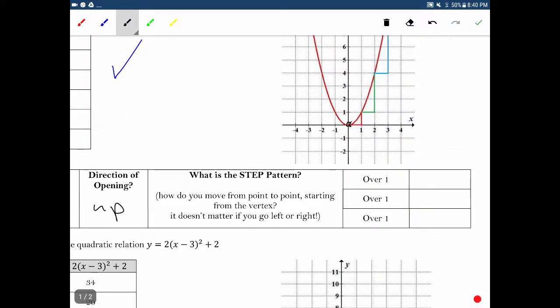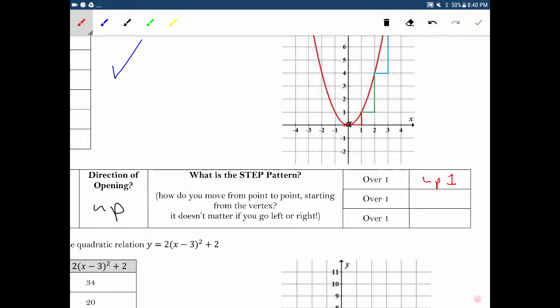So the first one, which is in red, we start from the vertex, we go over 1. You always go over 1 for the step pattern. You never go over anything else. Always left to right, always by 1. But then, in this case, we go up exactly 1 square. So over 1, up 1.